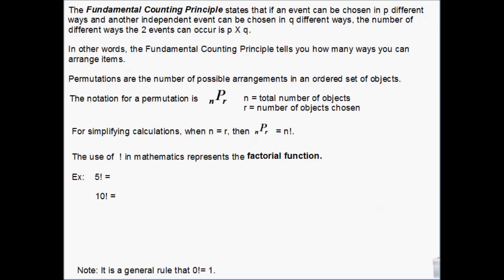Now, if you have permutations, you have the possible arrangements in an ordered set of objects. Ordered being the key here. They have to go in order. And the notation for that is nPr. n is the number of objects. r is the number of objects chosen.